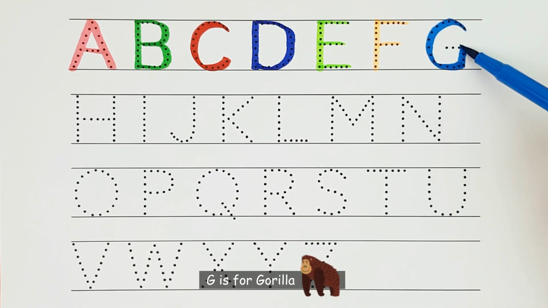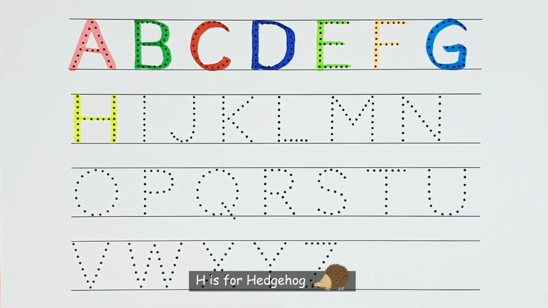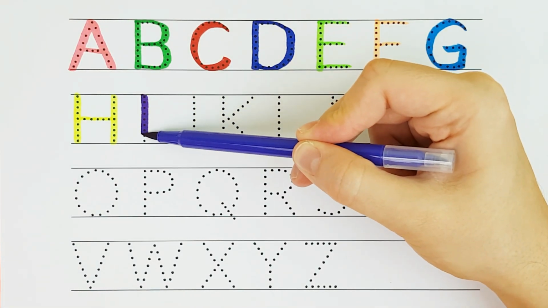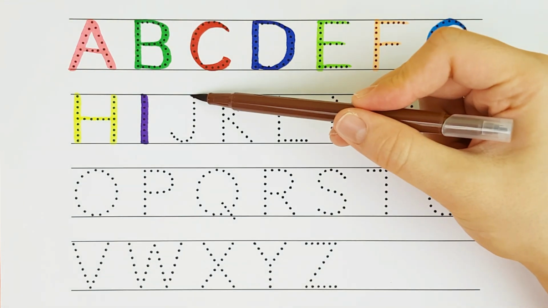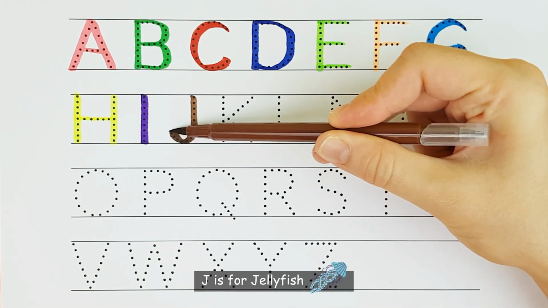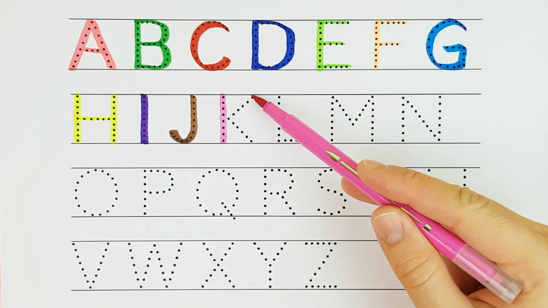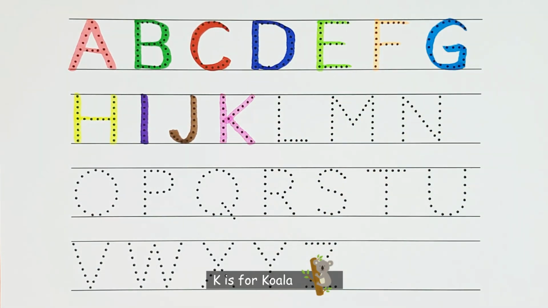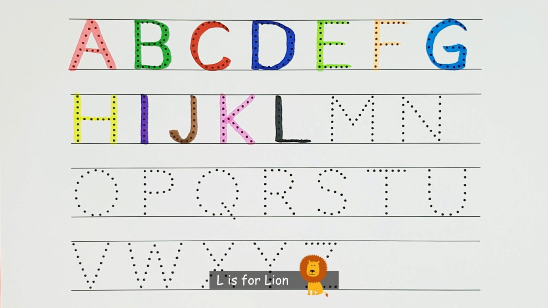G. G is for gorilla. H. H is for hedgehog. I. I is for ibis. J. J is for jellyfish. K. K is for koala. L. L is for lion.